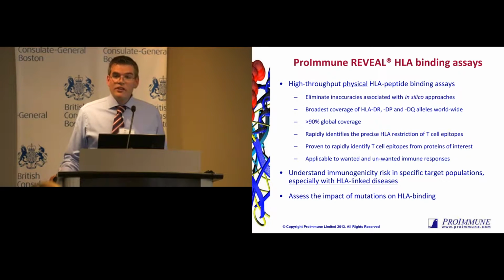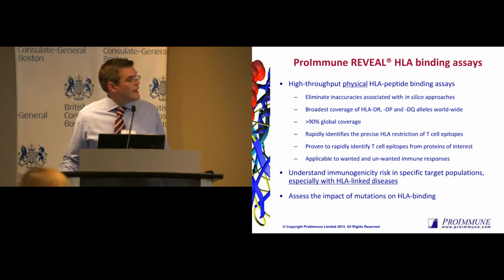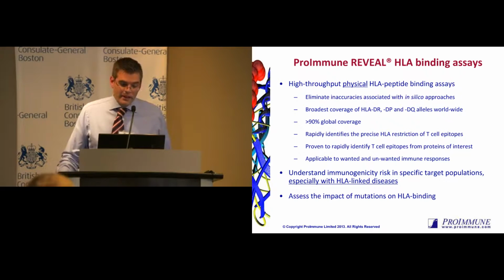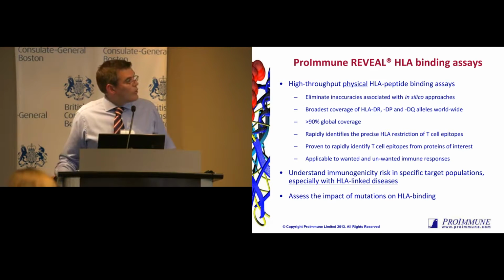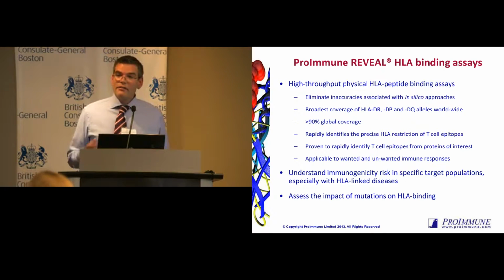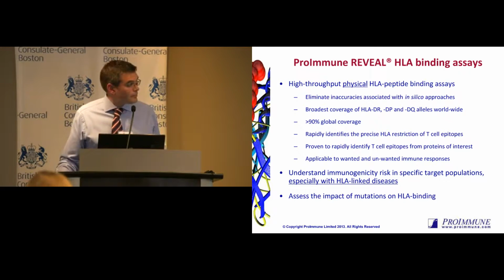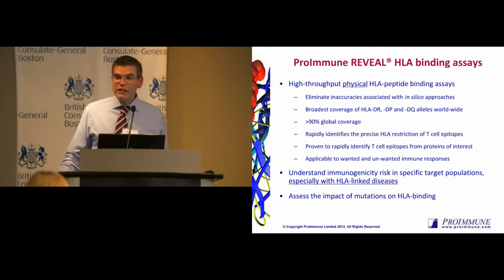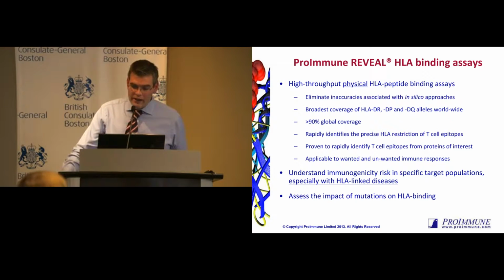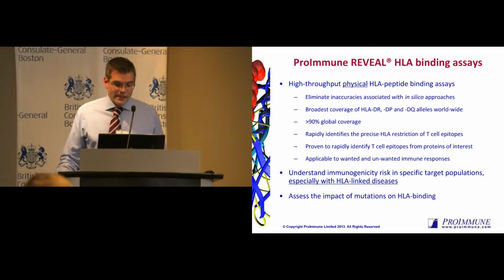In silico approaches do have their value as an early screen potentially, but they still have many inaccuracies associated with them, and I think the field is still quite young and there's a lot to be done still. So one of the nice things about this assay is that it can confirm very quickly which peptides will bind to what MHC molecules. And at Prairie we have a very broad coverage of DR, DP and DQ alleles, in fact more than 56 different alleles to give a greater than 90% global coverage.